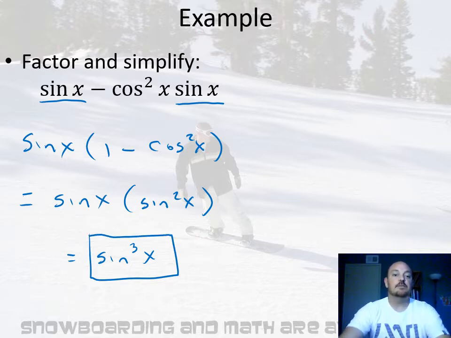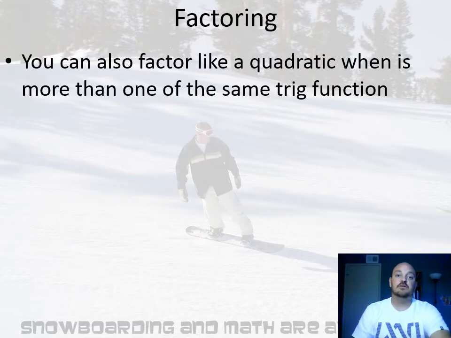Okay, so that was an example of factoring out common terms, but as we know, there's another type of factoring. Think of factoring a quadratic, like x squared plus 5x minus 6. We can do that with trig functions too. What you want to notice is when you have more than one of the same trig function, but with exponents, like a sine x and also a sine squared x, or a tangent x and also a tangent squared x.